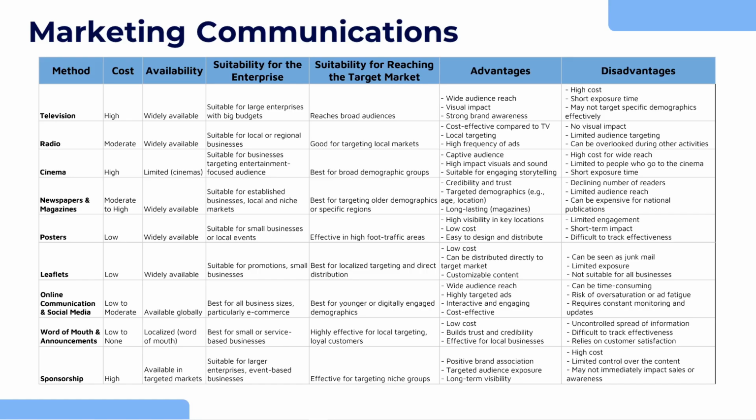Newspaper and magazines. Newspaper and magazines have credibility, target specific demographics or regions, and magazines can last a long time, but readership is declining. The reach can be limited, and national publications can be expensive.